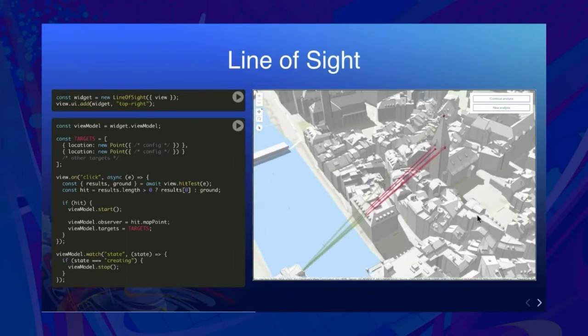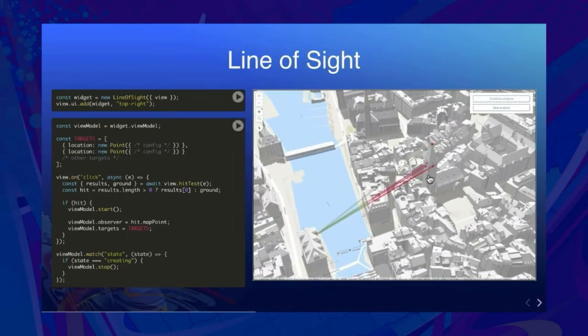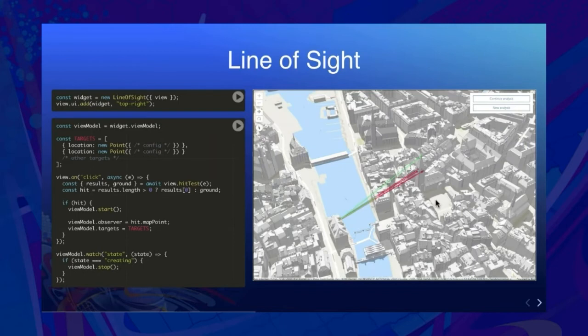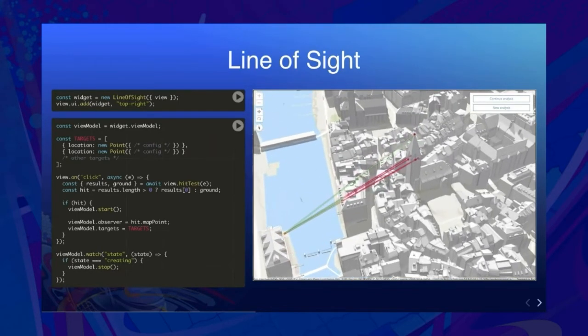So we could take this further and just customize this. We could add other landmarks. We could check whether the mountains are visible. There are many things we could do with this.